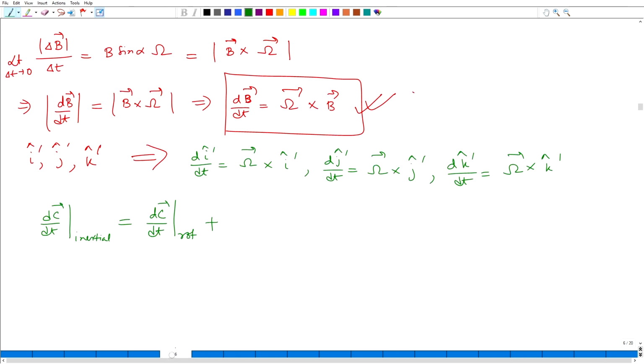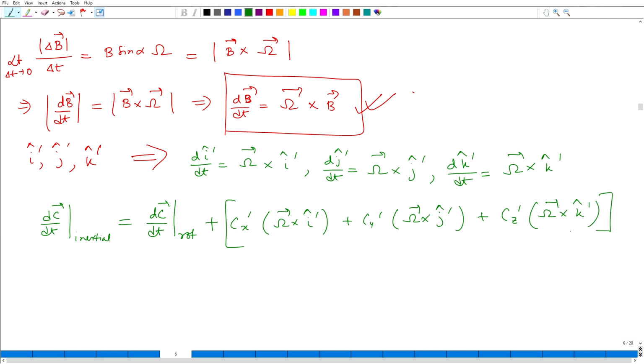Yes. So, we can actually write Cx prime times omega cross i cap prime plus Cy prime omega cross j cap prime plus Cz prime omega cross k cap prime, and you have dC/dt in the rotating frame plus Cx prime i cap prime plus Cy prime j cap prime plus Cz prime k cap prime, which is C, so you will simply have omega cross C, okay.